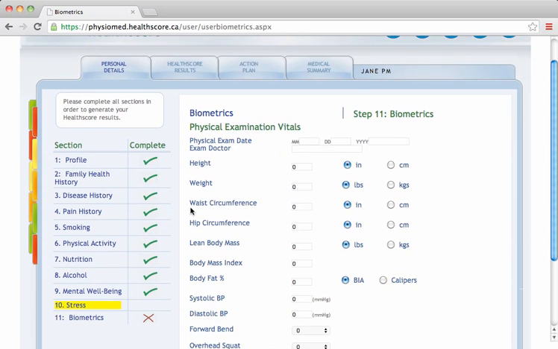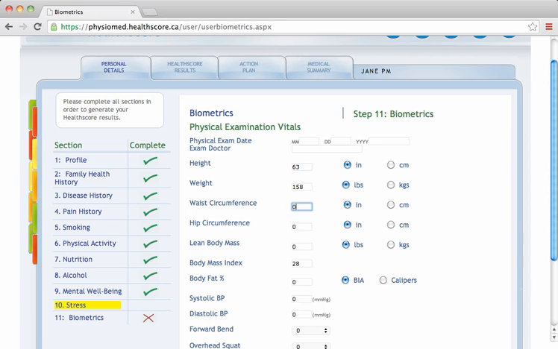Great. Now we will move to the biometrics. Jane, I'm going to get you to come on over here. I'm going to get you to stand on the scale. We're going to take a quick height reading. So we find that Jane is 63 inches or 5'3". Weight is pretty close to what she thought, 158 pounds.